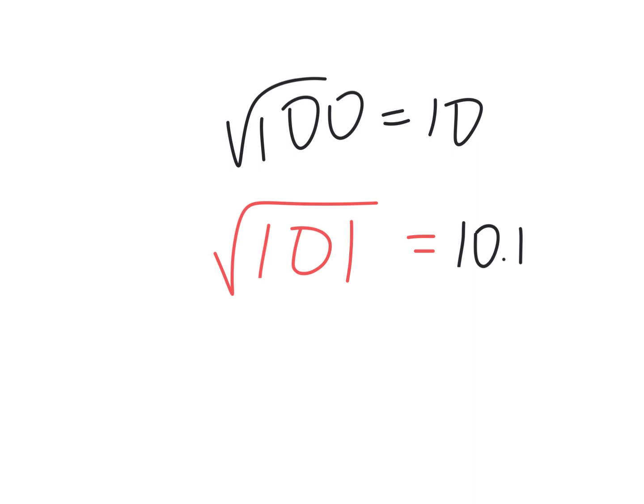Okay, that's called estimating square roots. You feel like you can do that? All right, well, one more that's more weird. Square root of 28. So think of one that's close to it, and then think of whether you're bigger or smaller than that.